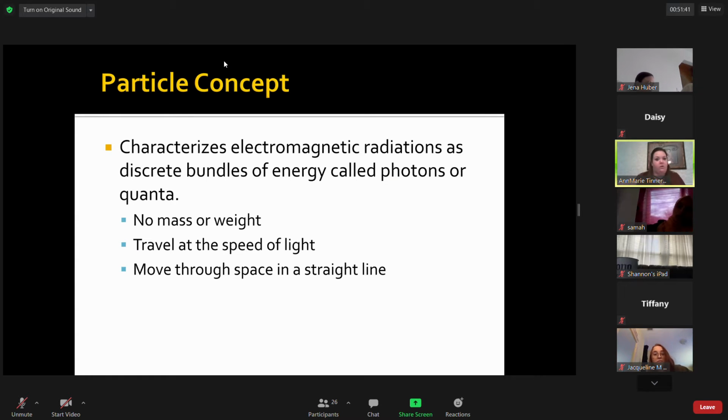So you have your particle concept, which characterizes electromagnetic radiation as discrete bundles of energy, and these are called photons. We're going to talk about it as photons. The particle concept has no mass or weight. They travel at the speed of light and they move through space in a straight line.